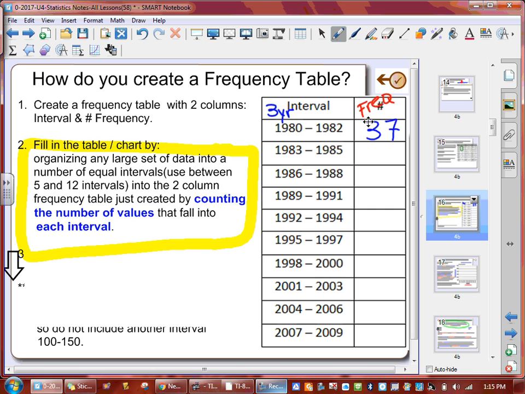I'm going to give you a couple of minutes. I want you to go through and fill out the rest of the table.